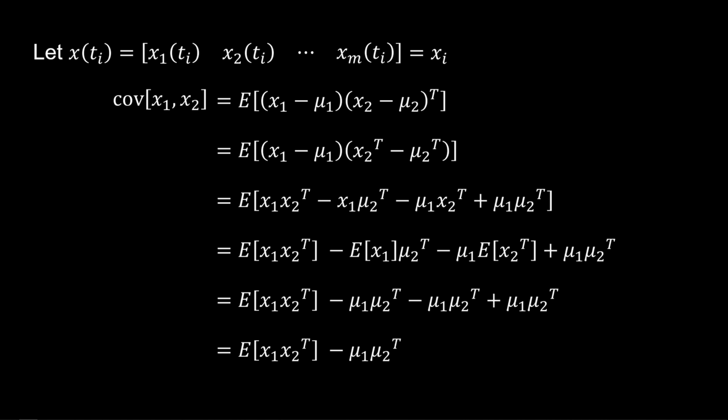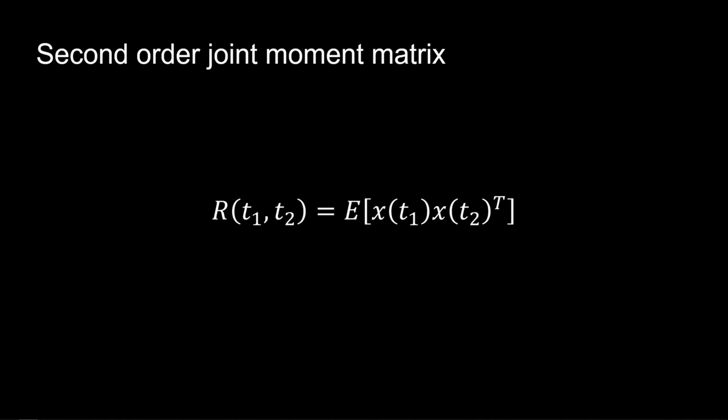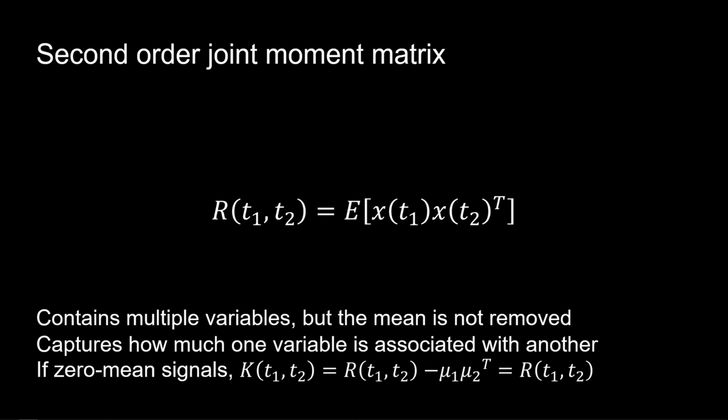The first term on the right-hand side is called the joint moment matrix. It's like a covariance matrix, but the means are not subtracted from x. This also captures how much one variable moves with respect to another. And if x contains zero mean signals, then the covariance matrix is the same as the joint moment matrix.